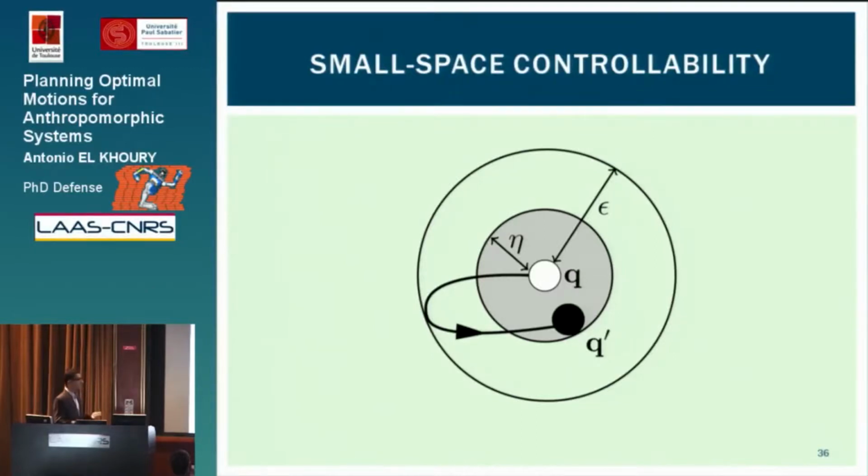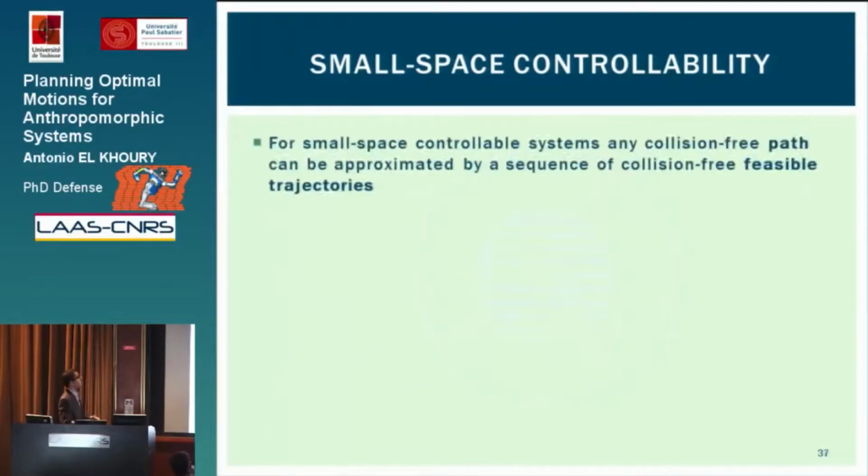So what this suggests is that for an arbitrary boundary that we set for the trajectory, we can always find, starting from Q, a Q prime in an open neighborhood around Q that we can reach. And so using this result, it can be proven that any collision-free, not necessarily admissible path can be approximated by a sequence of collision-free feasible trajectories for small space controllable systems.